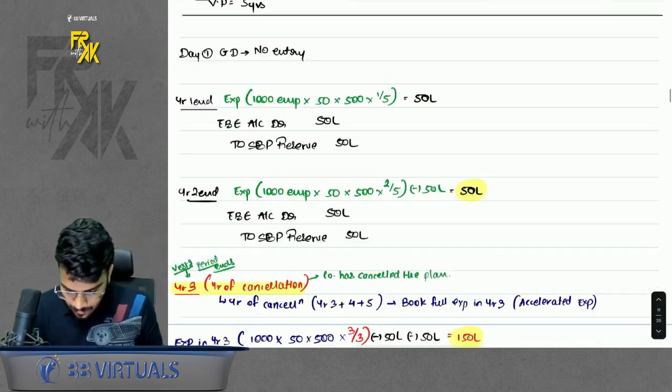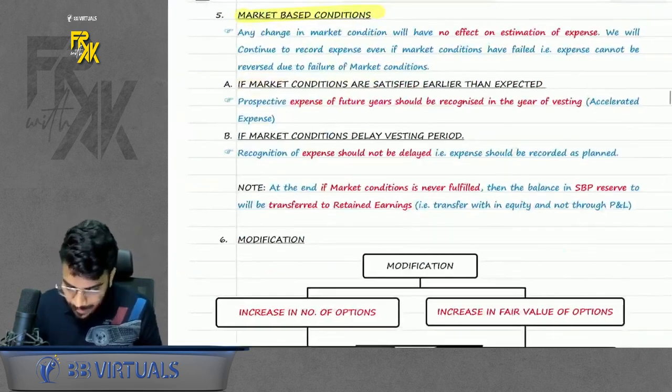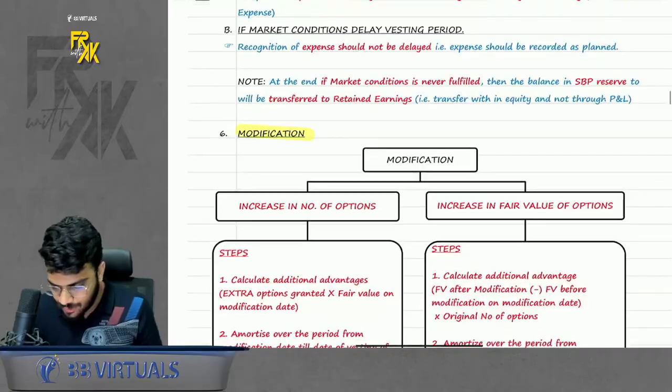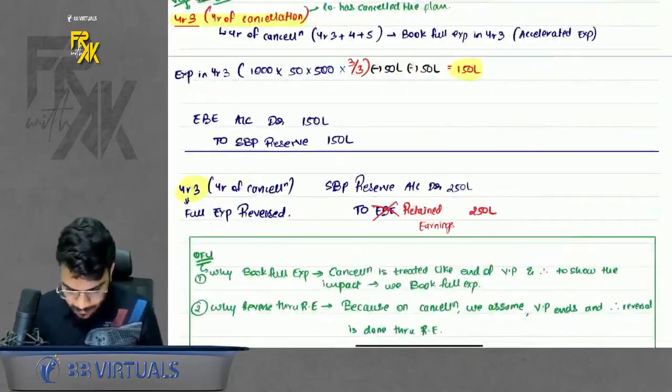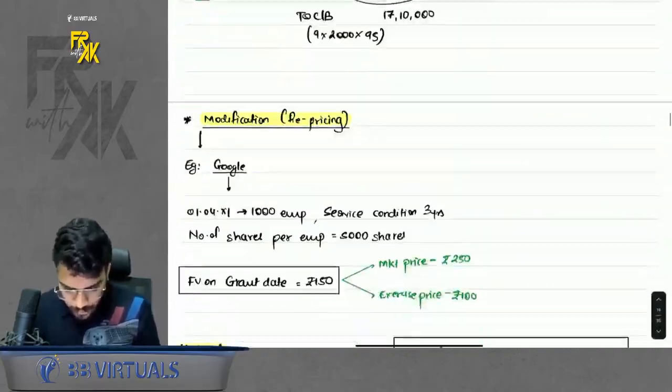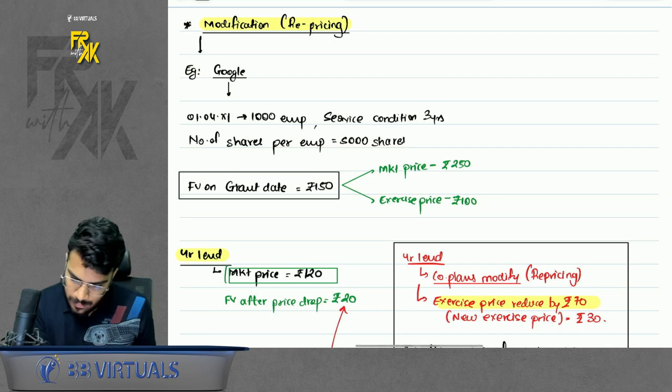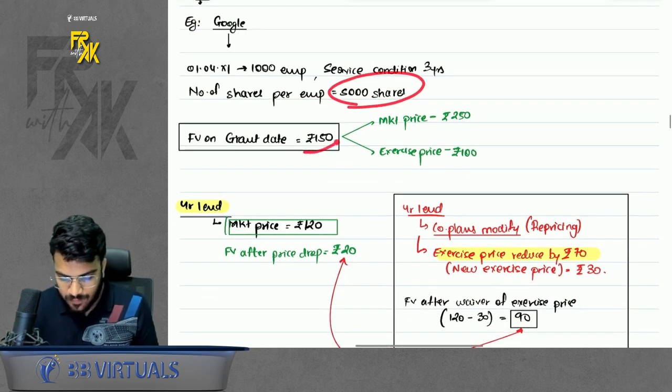Okay. Then the next point, I guess, is modification. Now, what is the meaning of modification? Modification means, I'll try to explain this with the help of an example. Okay. So in modification, let's say you announce a plan. Okay, 100 employees, 3 years, number of options you are giving is 5,000, fair value is 150.